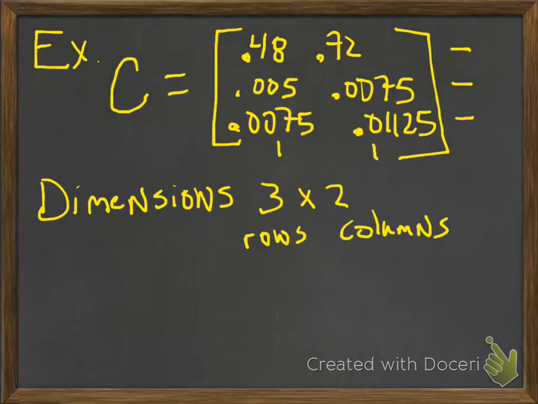Okay, so it has 3 rows, 2 columns. Not hard, fairly simple, kind of easy. What's the value or the entry at C12? At row 1, column 2, what's the entry? What's the value? 0.72. Sorry for those saying it but I couldn't hear it. Say it louder.